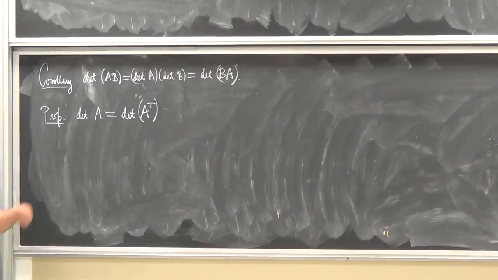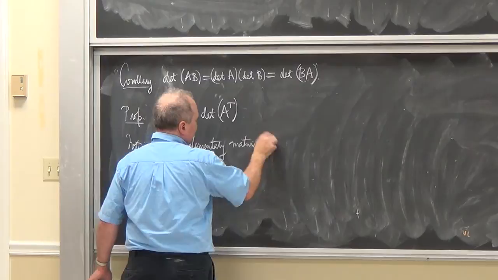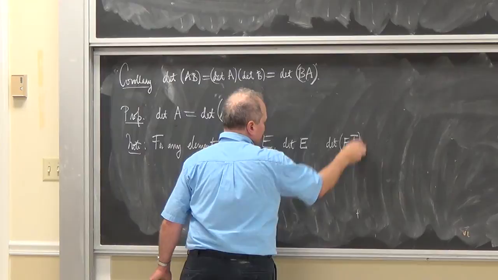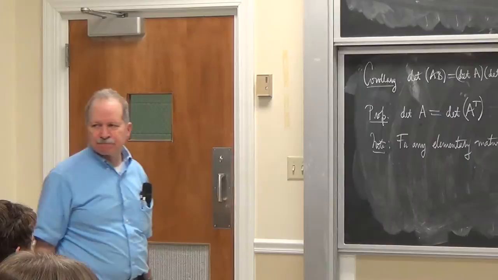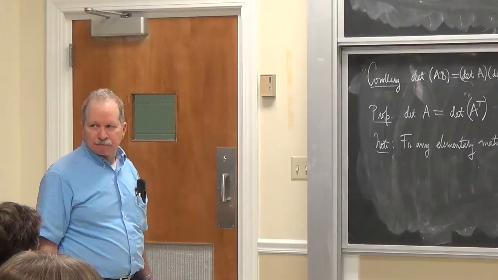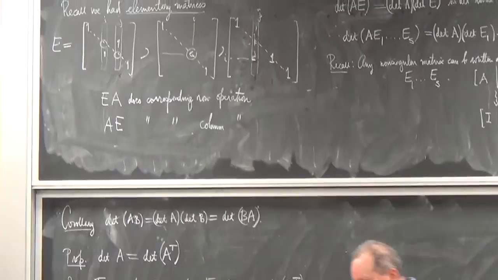So note, for any elementary matrix E, what's true about the determinant of E and the determinant of E transpose? Of course, I better be claiming they're equal, but why is that true? This is a question about just the geometry of matrices. How can you look at a matrix and know that it is an elementary one? Like a one-step one? Yeah. Okay. Well, we know that that's true because E is a matrix, and that holds for any matrix.